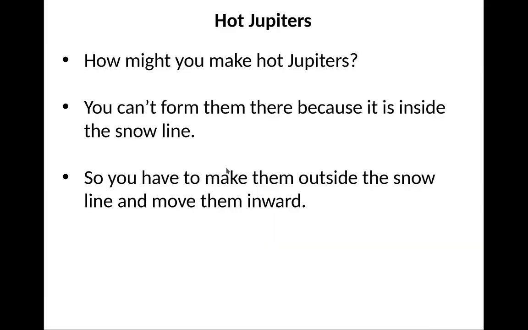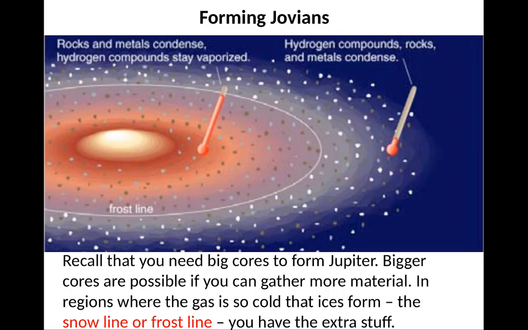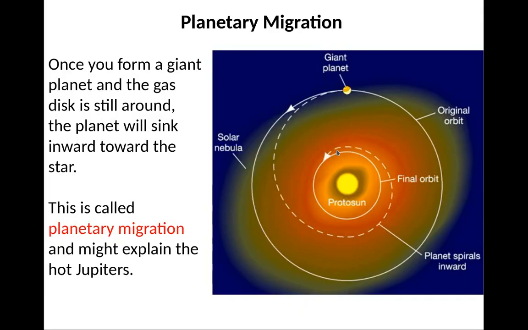Okay. So how do you make hot Jupiters? Well, you can't form them there because it's well inside the snow line. We talked about the snow line before. So you have to make them outside the snow line and somehow move them inward. Recall, in order to form Jupiter, you need big cores. In order to form big cores, you need regions where you have ices. And you have ices if you're far away from the star, outside what's called the snow line or the frost line. Okay. However, once you form the planet out there, it can migrate inward, right?